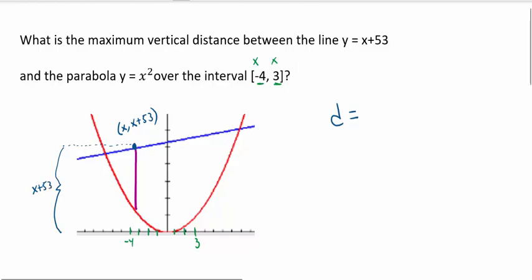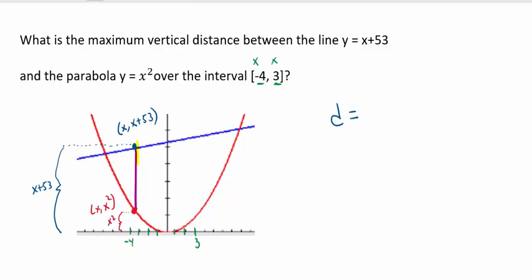A similar argument can be made if I was to plot this point on the parabola. Instead of labeling it x comma y, I could label it x comma x squared, since y is equal to x squared. Likewise, since the y value of a point gives you the distance that the point is above the x-axis, this distance right here could be represented as x squared.